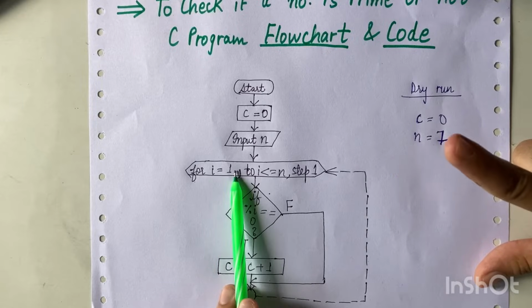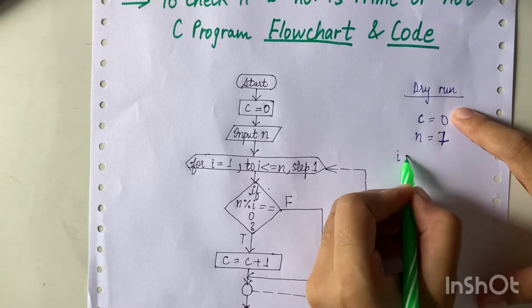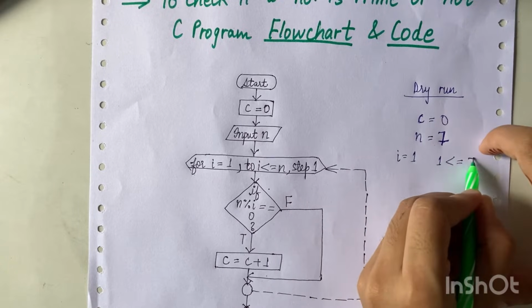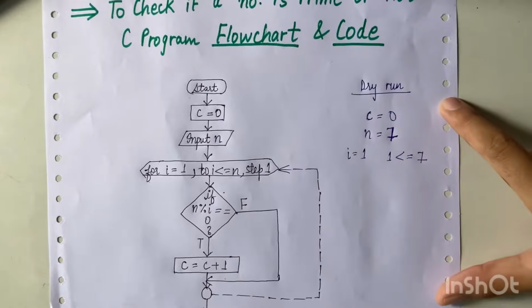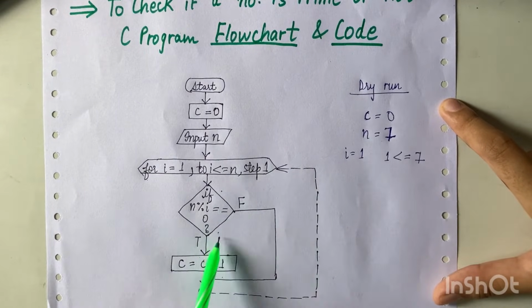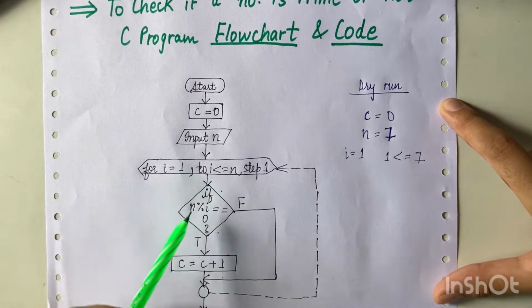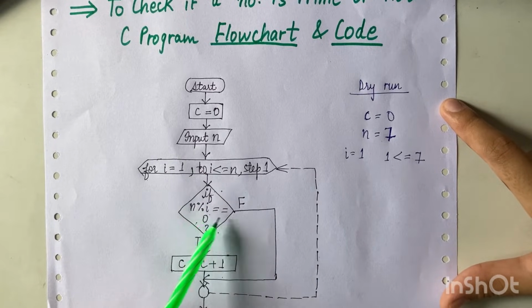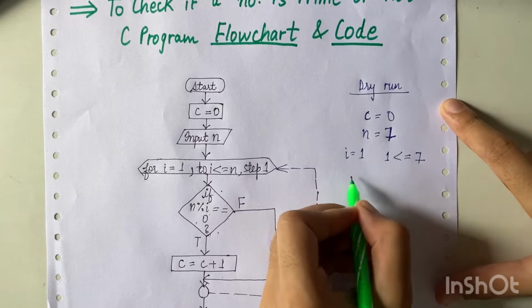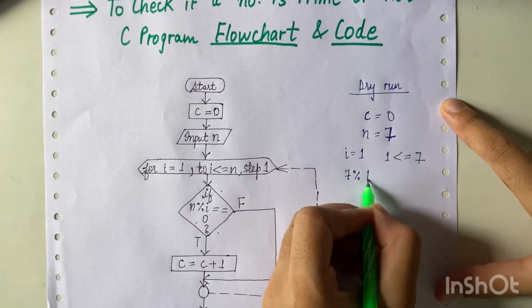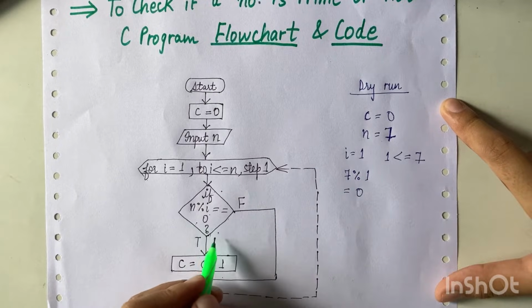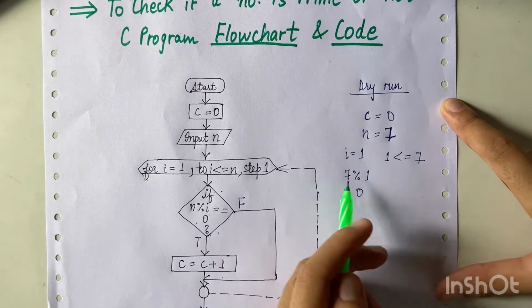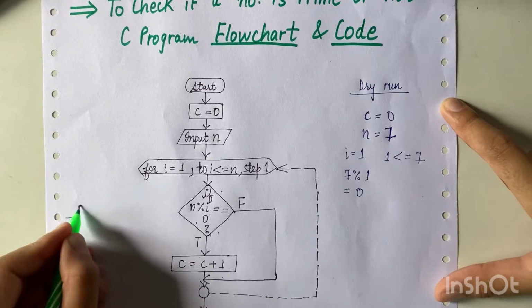So initially I is 1. Okay, I is 1. So 1 less than equals to n, that is 7. This condition is true. It will get inside the block of the for loop that is here. Then it will check if n modulus I is 0. So 7 modulus 1 is 0. It means this condition is true. Modulus means the remainder. When we divide 7 by 1, let's do it here.